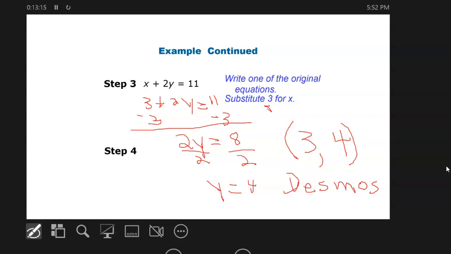Either one that you want to do, but always, if you are not just graphing, if you're doing elimination and substitution, always check on Desmos first.